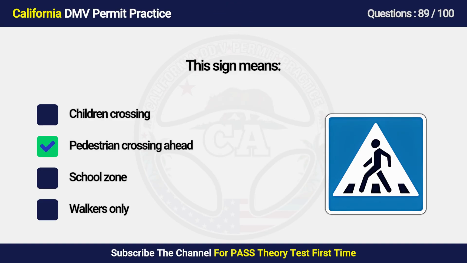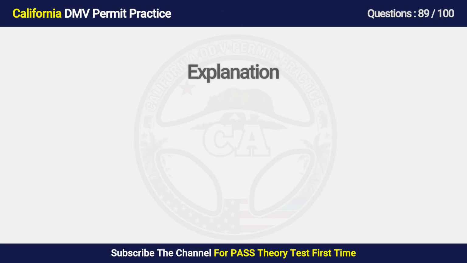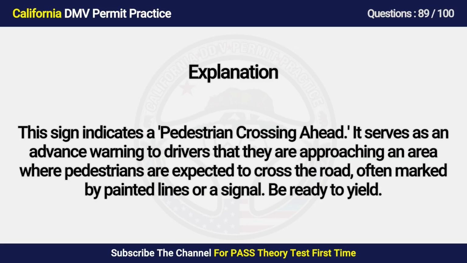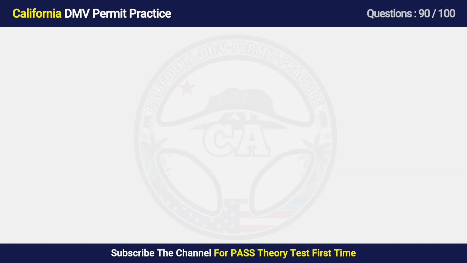Answer is B. Pedestrian crossing ahead. This sign indicates a pedestrian crossing ahead. It serves as an advance warning to drivers that they are approaching an area where pedestrians are expected to cross the road, often marked by painted lines or a signal. Be ready to yield.